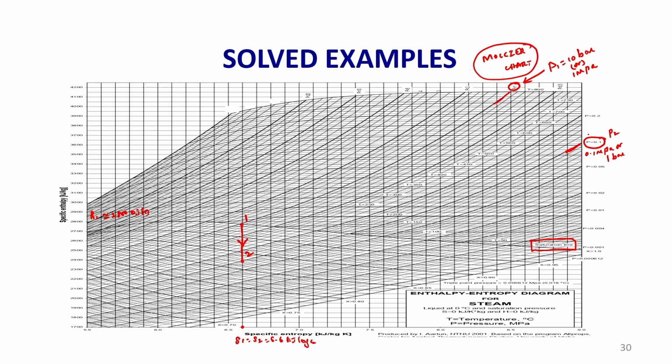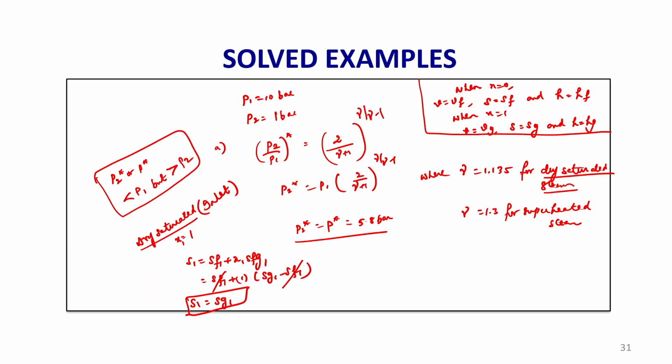So, similarly you can find out the 5.8 bar line or 0.58 megapascal line, and that will be somewhere between 1 and 2. So, that is how we can solve this problem.